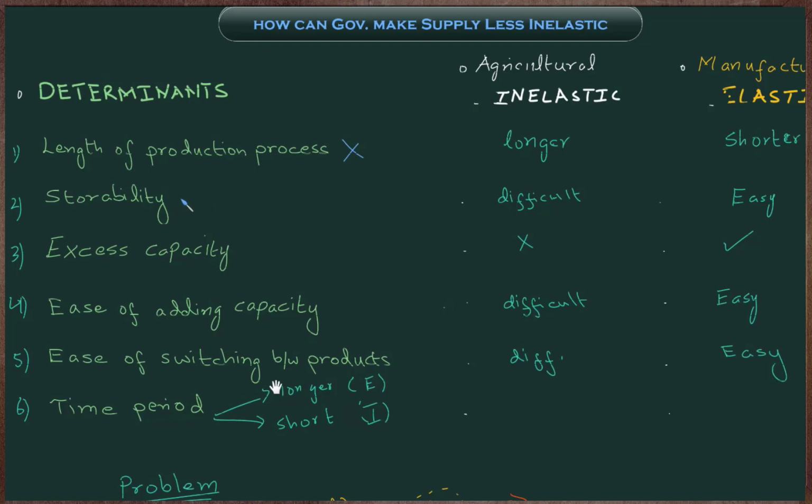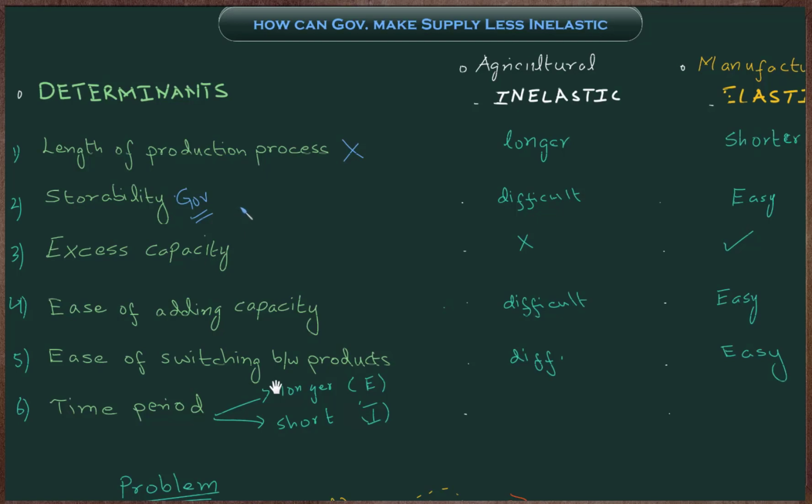But as far as storability is concerned, the government can do a lot. Because remember, we said agricultural commodities, they have inelastic supply because it is difficult to store them. So you have to bring whatever you have produced to the market. You can't hold back production, and therefore you don't have anything in the store. So therefore, when prices increase, you don't have any reserve that you can quickly bring into the market.